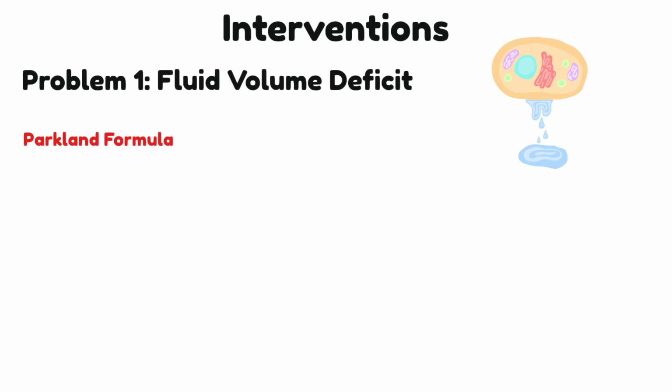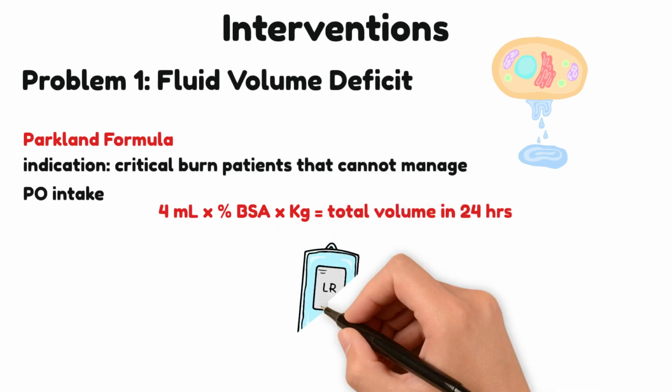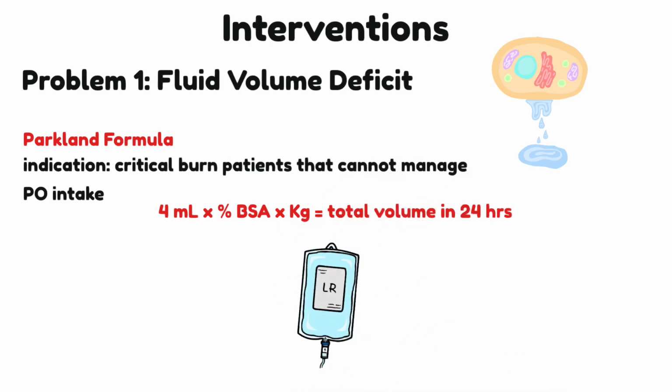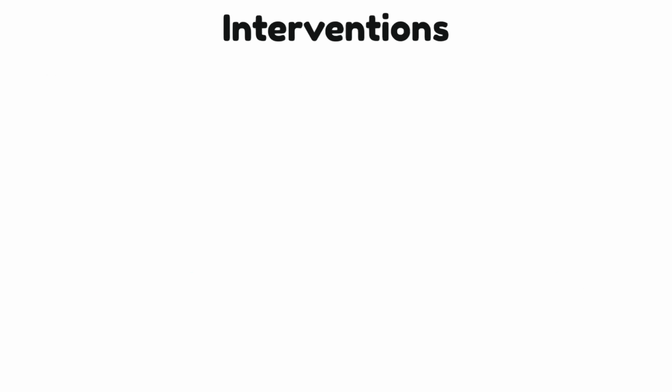The Parkland formula is indicated in critically ill burn patients who cannot safely manage PO intake. It uses the multiplied total of 4 milliliters times percent of body surface area involved times weight in kilograms to determine how much crystalloids should be administered in the first 24 hours. Half of this volume should be given in the first 8 hours and the other half in the next 16 hours. In addition to fluid volume deficit, we have some other things to consider.